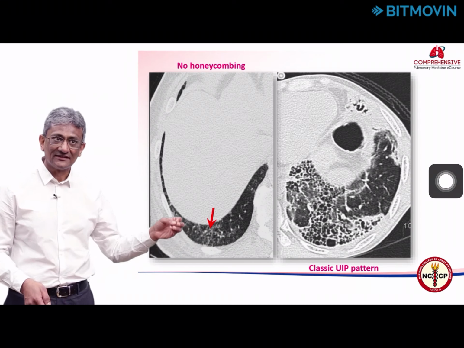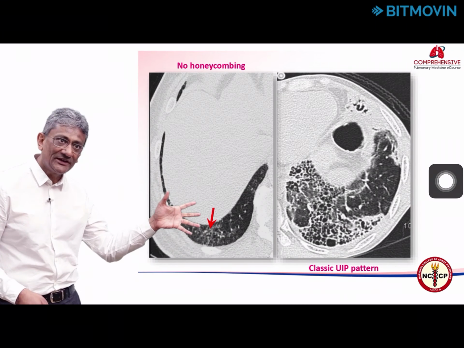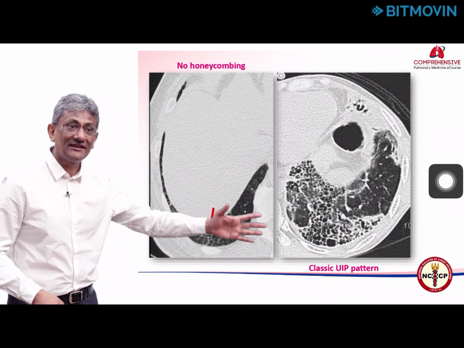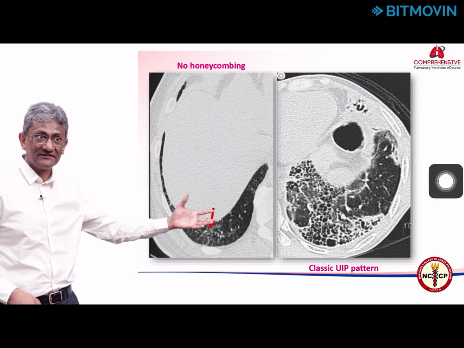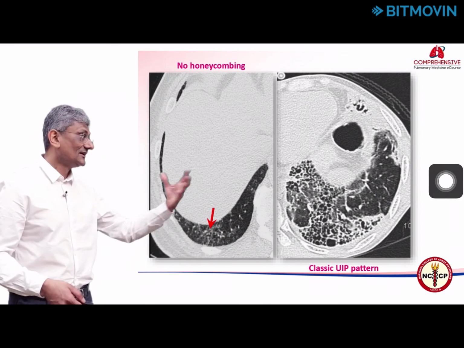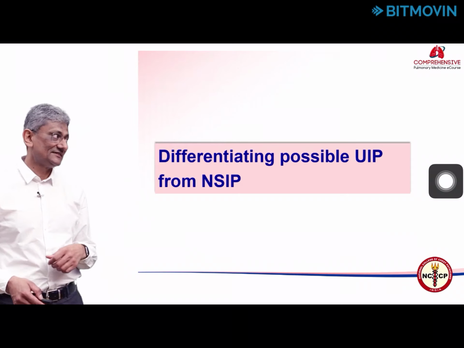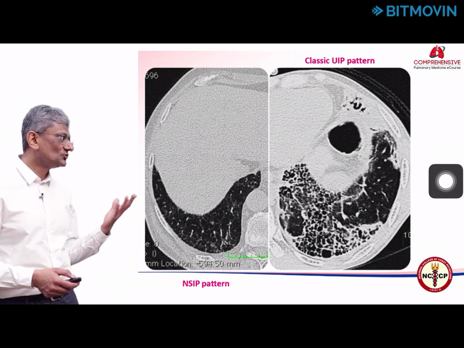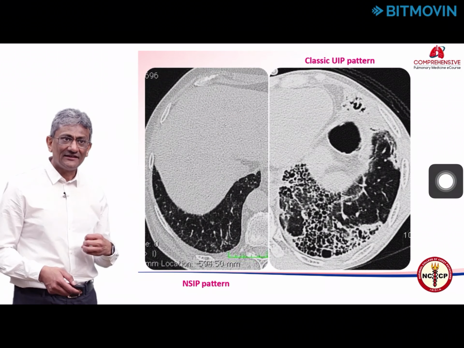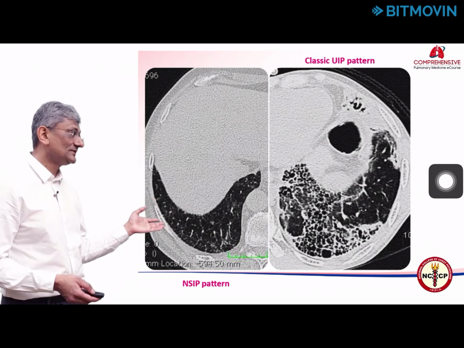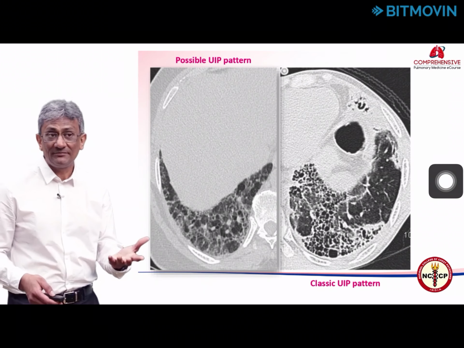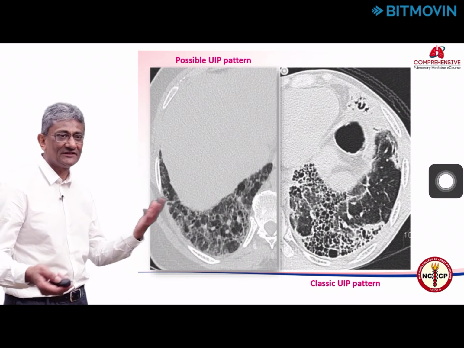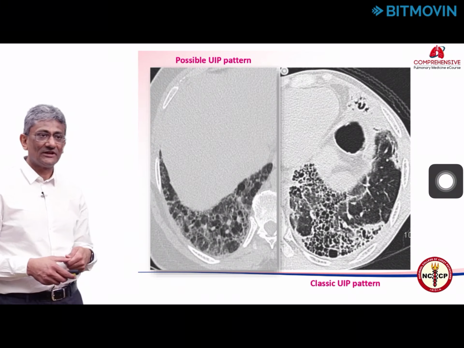So, on the right is classic UIP with honeycombing, but on the left we have a reticular abnormality, very subtle traction bronchiectasis, and that tells you it's a fibrosing ILD, but there is no honeycombing and no significant traction bronchiectasis. And the question is, is this possible UIP and therefore IPF, and therefore the patient would need treatment? Or is this an NSIP pattern that could either be lung dominant CTD or idiopathic, and how do we make the differentiation? CT criteria do help. NSIPs usually have lesser density and in the early stages more subpleural sparing, as we see on the left, and the possible UIP pattern may have more density, but that is not necessarily true. You can have fibrotic NSIP with higher density as well.